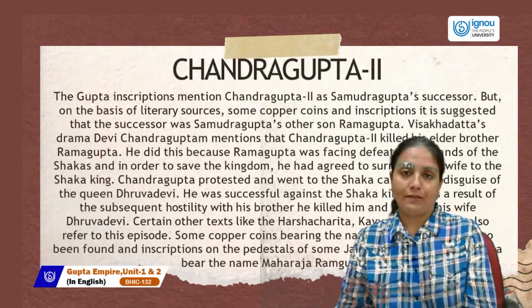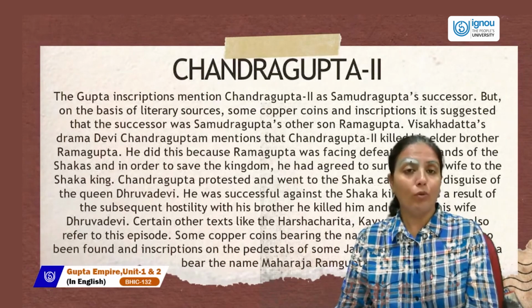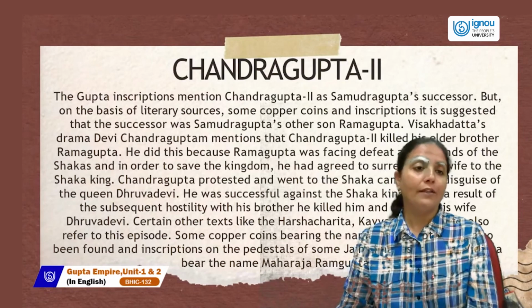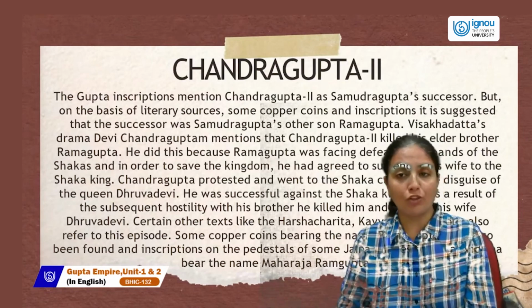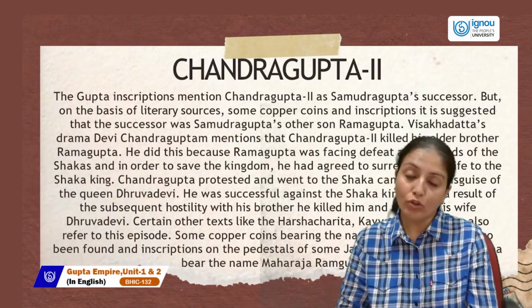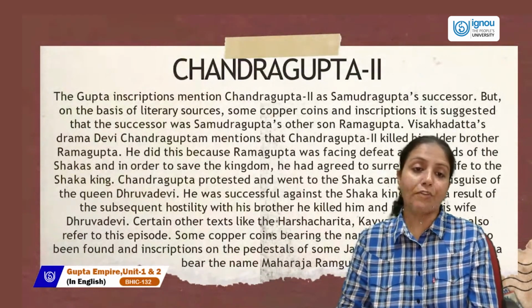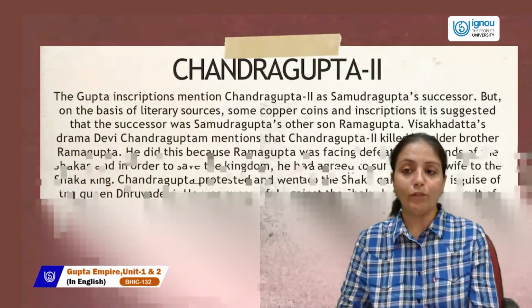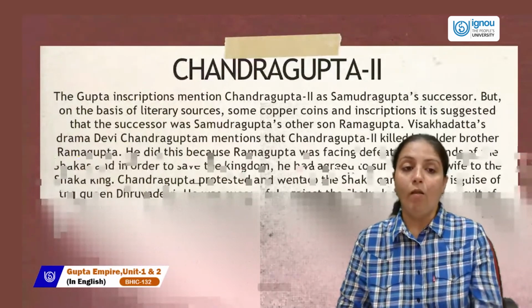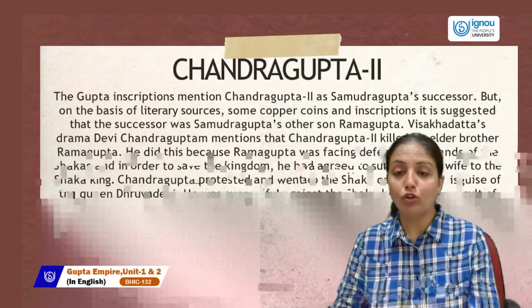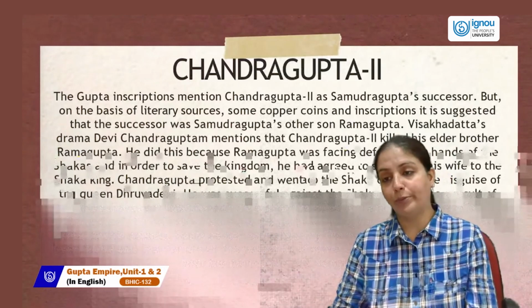The next ruler of the Gupta Empire was Chandragupta II. The Gupta inscriptions mention Chandragupta II as Samudragupta's successor. But on the basis of literary sources, some copper coins and inscriptions, it is suggested that the successor was Samudragupta's other son, Ramagupta.